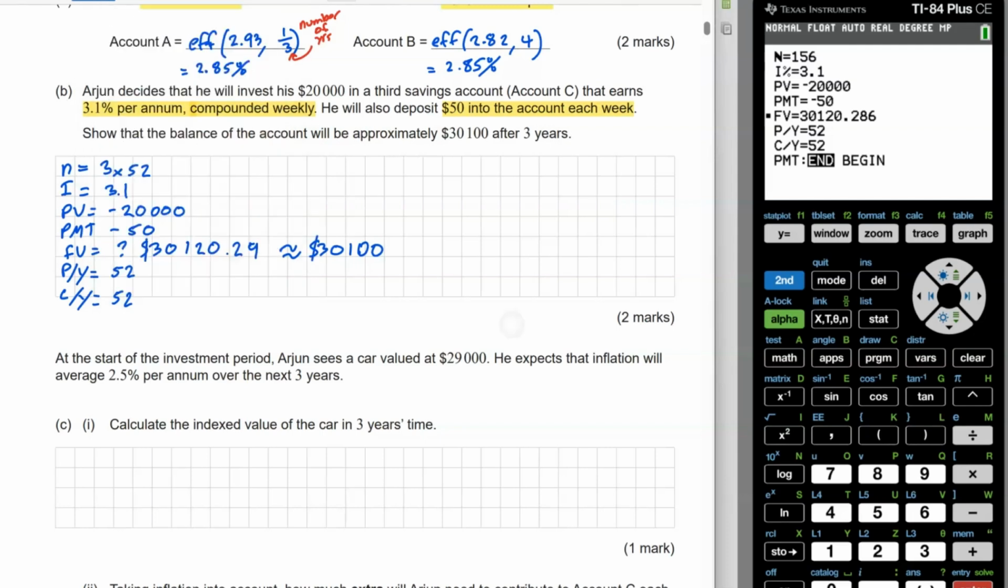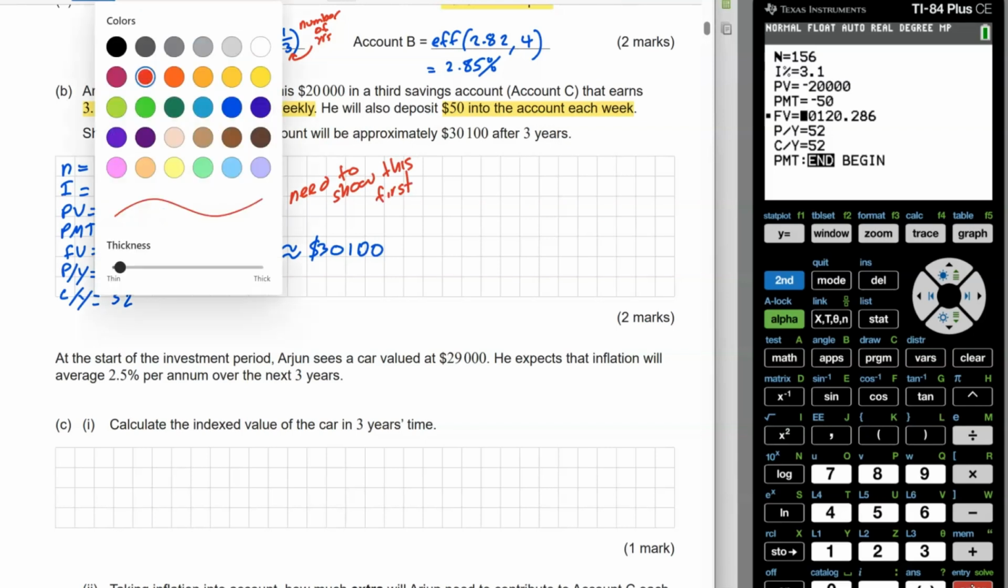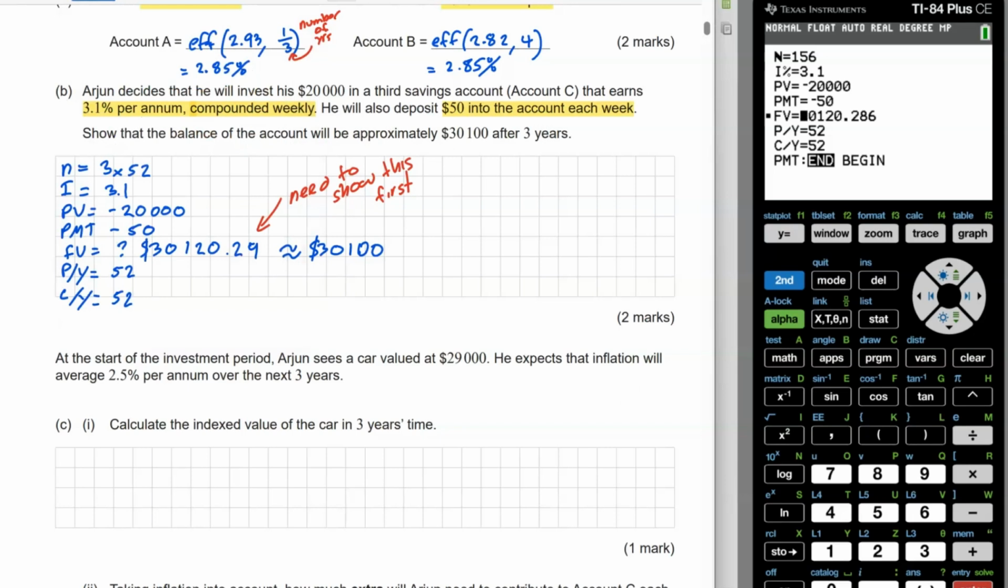Now you can't just show the calculator input, you need to show this first in order to get your 2 marks.